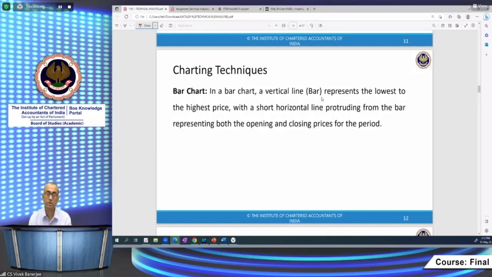So what are the opening prices? What is the opening price at 9:15? What is the closing price at 3:30? What is the highest price of the stock during the day? And what is the lowest price of the stock during the day?